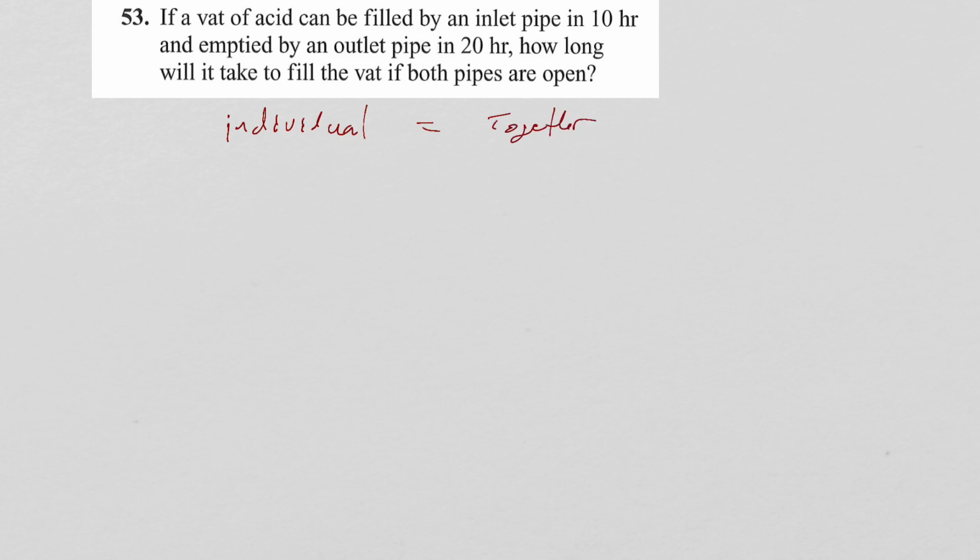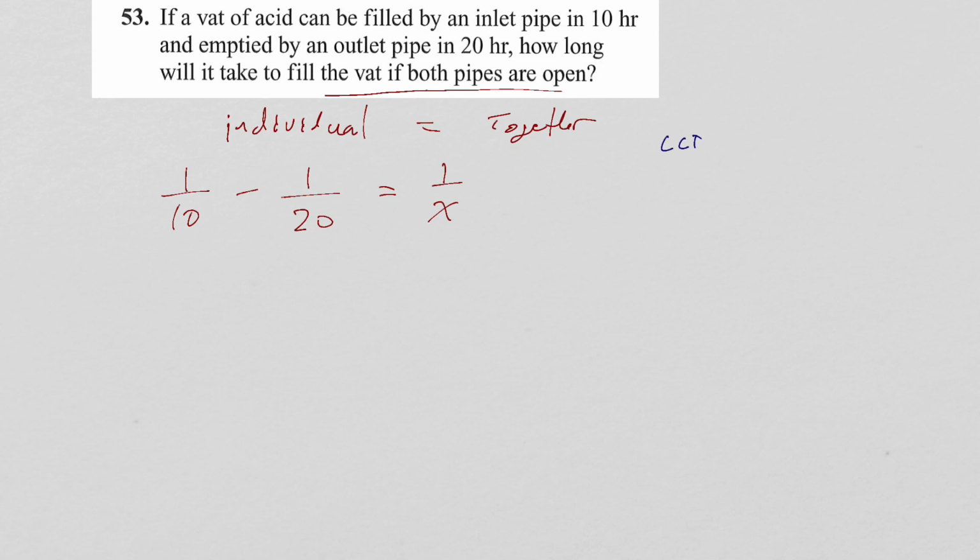Now, the vat can be filled by an inlet pipe in 10 hours. That's individual, so that's 1 over 10. And it's positive because it's doing positive work. It's filling it. But it can be emptied by an outlet. That's still an individual. It's emptying. But this time it's going to be negative because it's doing negative work. It's undoing the work that the fill pipe is doing. If they're both open together, how long would it take? So the together is that side, and it's 1 over x.